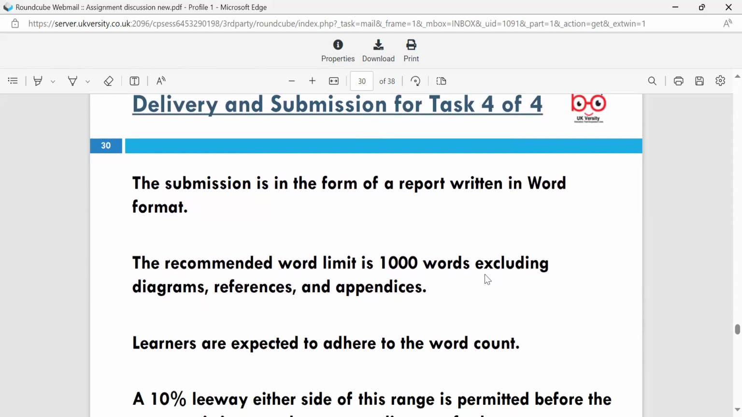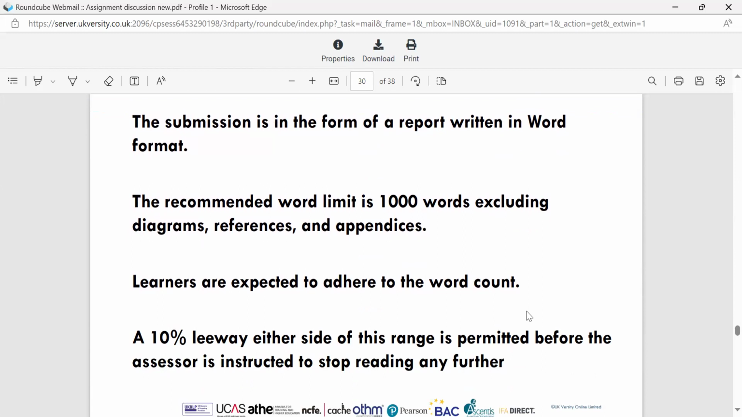Delivery and submission for task 4 of 4. The submission is in the form of a report written in Word format. So all the submissions for all the tasks, task 1, 2, 3, and 4, are in Word format. The recommended word limit for this one as well is 1,000 words, excluding any diagrams, references, and appendices. So make sure you are adhering to the word count. And make sure you have a 10% leeway, but you need to make sure that you are in this range before the assessor will stop reading anything.